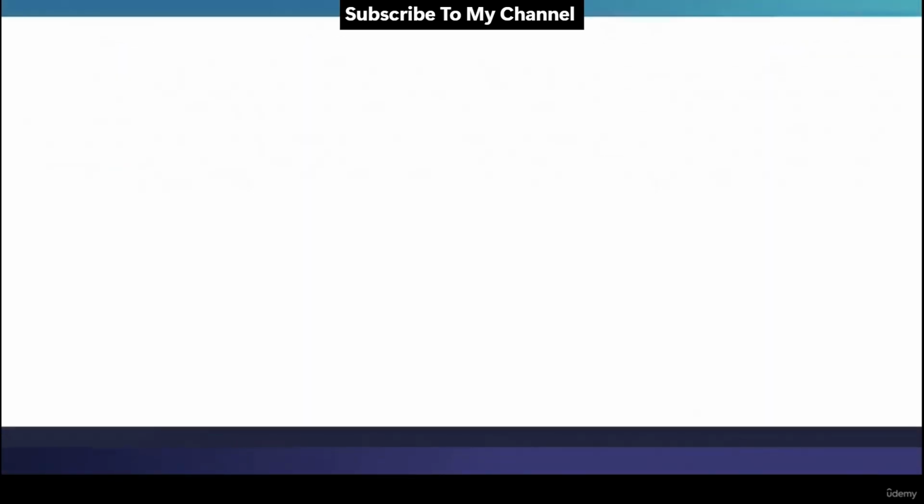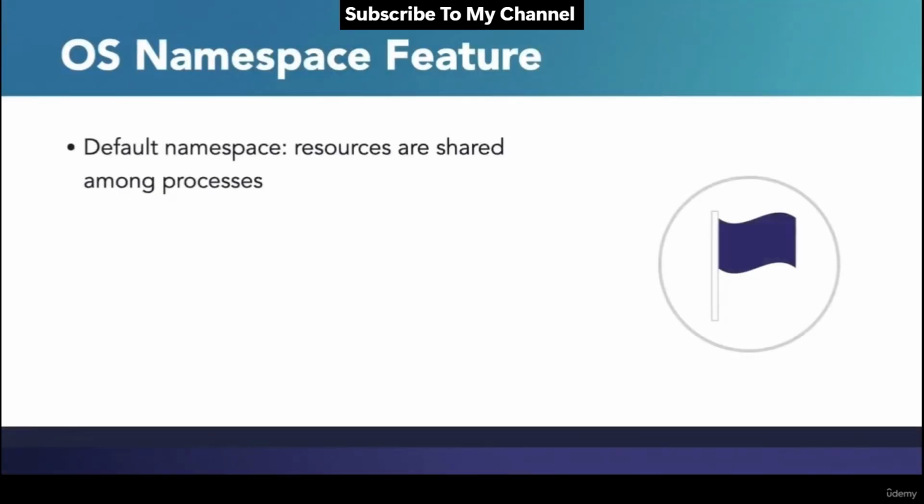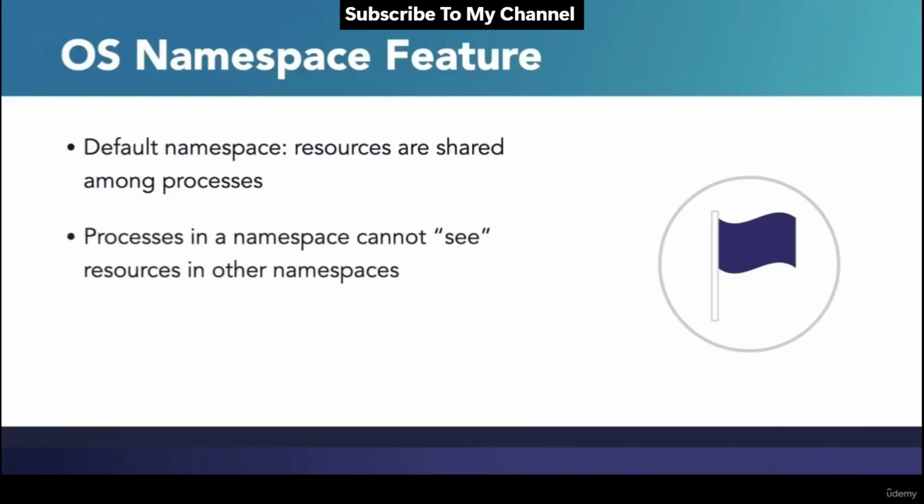By default, each Linux process runs in a default namespace, meaning system resources such as process IDs, user IDs, network interfaces, and file systems are shared with other processes. As you can imagine, that will not work for containerized applications. Linux offers the ability to create namespaces. When a process is run inside a namespace, it is not able to see the resources in other namespaces. For example, it can't see the PIDs or process IDs from other namespaces.